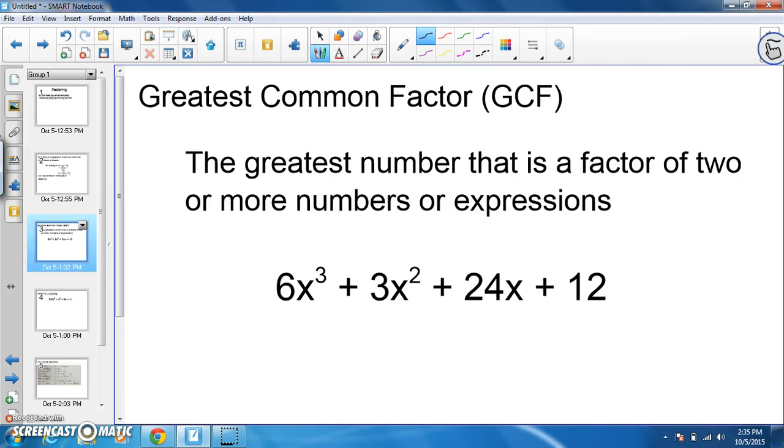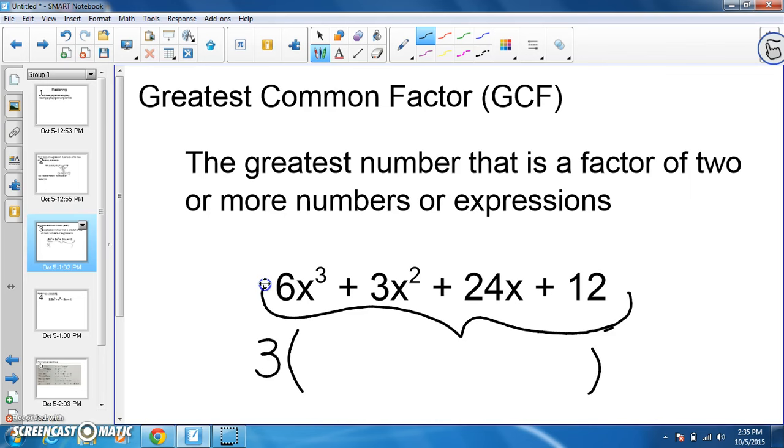Most commonly, we need to check for a greatest common factor when we are beginning a problem. So if we have 6x cubed plus 3x squared plus 24x plus 12, we want to try to think about something that goes into each of these terms. And when we figure out that it is 3, we are going to factor out 3 from each term and be left with 2x cubed plus x squared plus 8x plus 4, times 3.